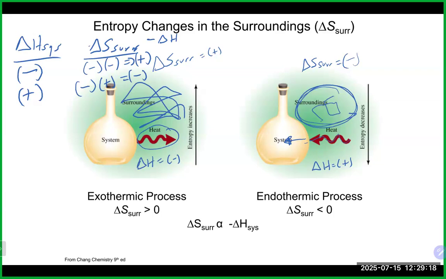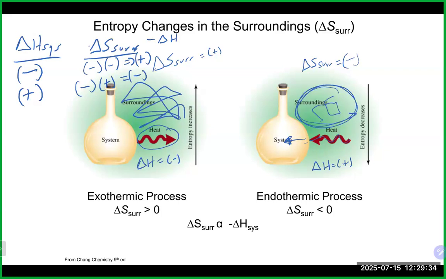But if we are starting at a really high temperature in the surroundings, we will see maybe a minimal change in the entropy of those surroundings because it's really high. Also, if we start at a really low temperature in the surroundings, we will probably see a greater entropy change, right?